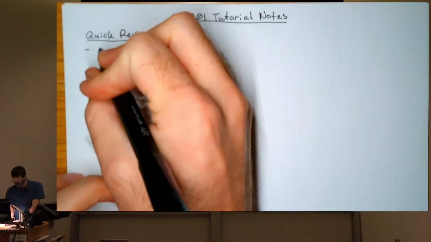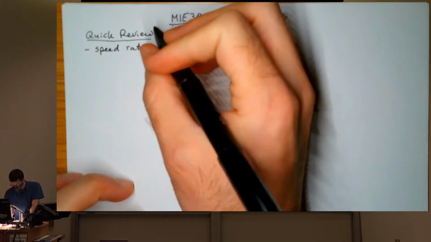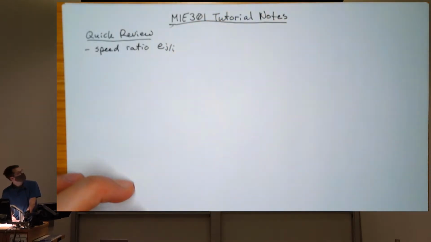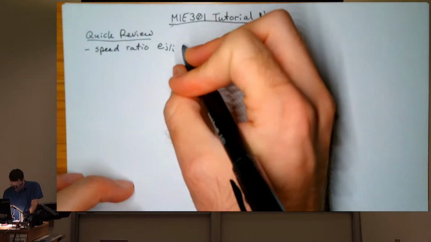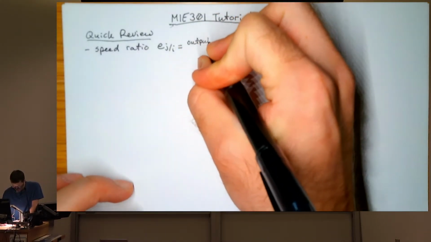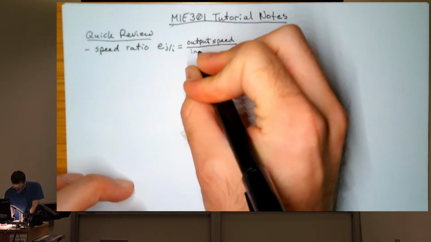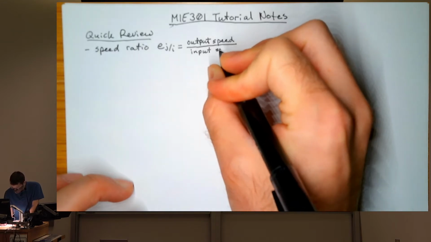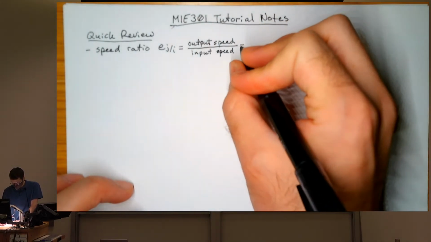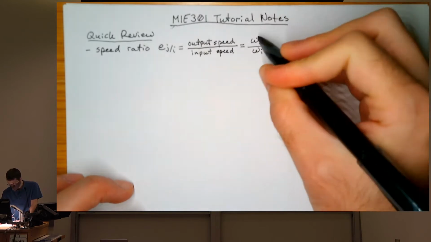The first concept we're going to review is the speed ratio. And I'm just going to write this as e_ji, where j and i fill in for some other numbers. And usually the way we write our speed ratio is as the output speed of some gear train divided by the input speed. In other words, we could write it as omega j over omega i, where j is the output, i is the input.